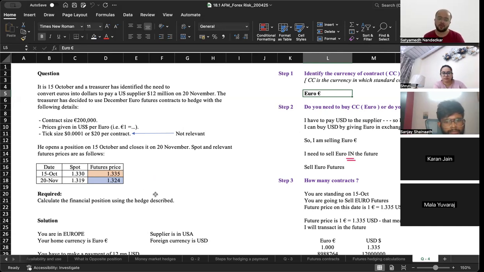So if I have to pay dollar to Shruti, first of all, I'll have to buy dollar from the bank. And when I buy dollar from the bank, I'm not getting it for free. I'll have to give something in return, right? What is the something in return that I have to give? Euro. So I have to sell euro to the bank and buy dollars and execute my transaction. So I am selling the currency of contract. I need to sell euro in the future. That is, I need to sell euro futures.